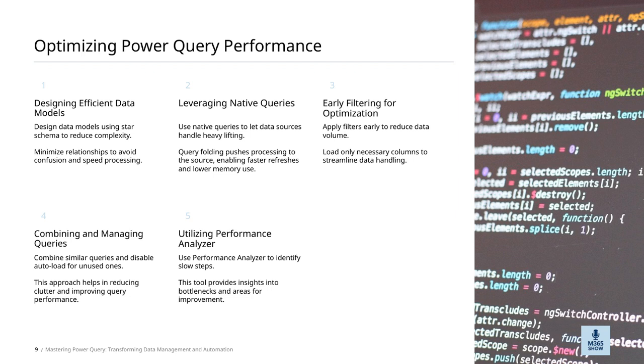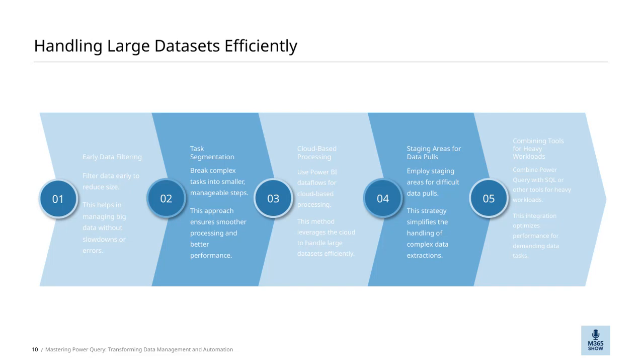Finally, designing your data models efficiently is crucial. Using a star schema simplifies relationships and reduces complexity. Minimizing relationships avoids confusion and speeds up data processing, helping your entire workflow run more smoothly. All these techniques tie into the bigger picture of transforming data management and automation, making your Power Query work smarter, not harder.